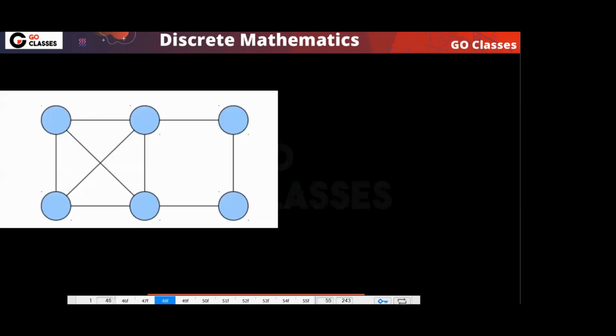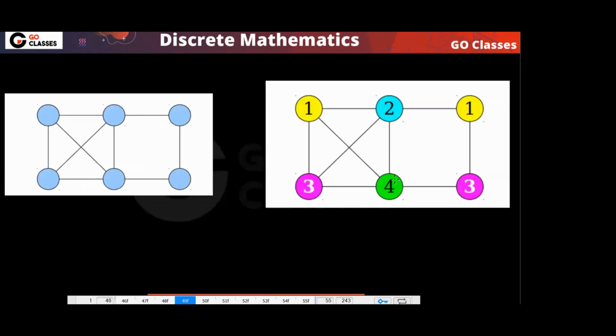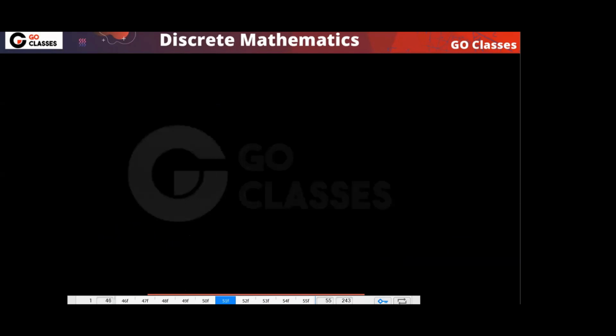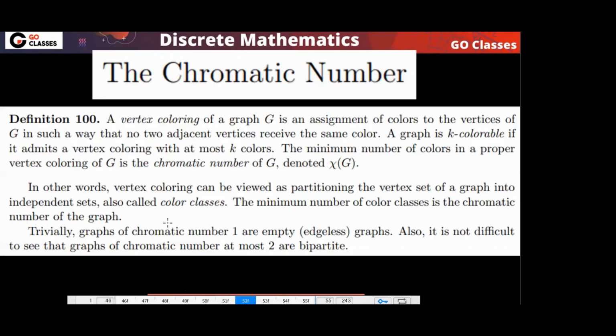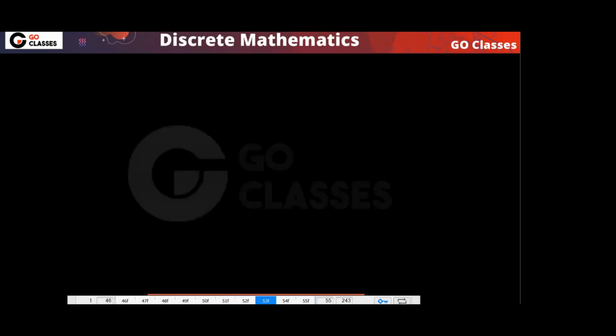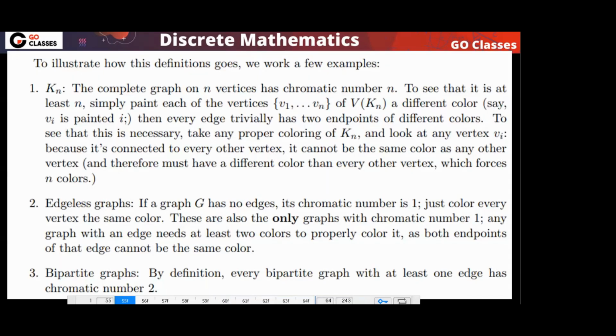Let's move on. This graph we have already seen, and you can notice that this is 4 colorable, so the chromatic number will be 4. Now let's see one by one for many different graphs. Remember, K colorable means you can color using at most K colors, and the minimum number of colors that you need is your chromatic number. First we will see the complete graph.